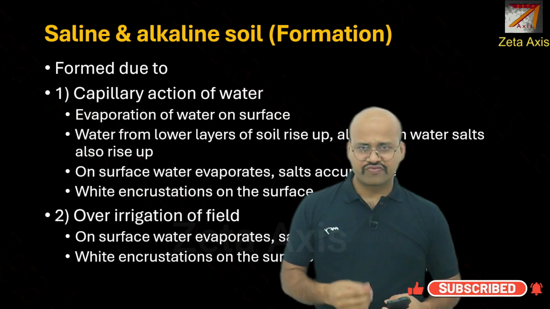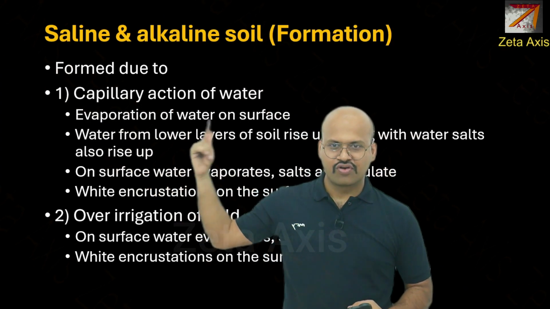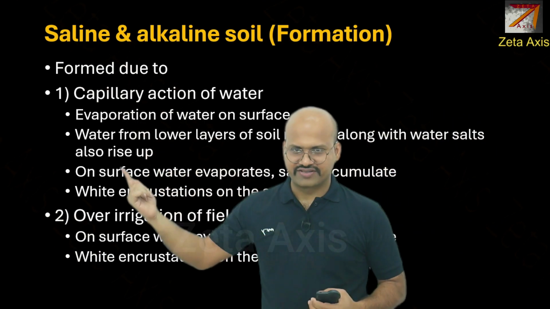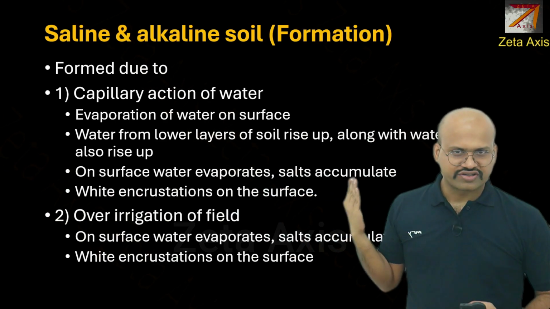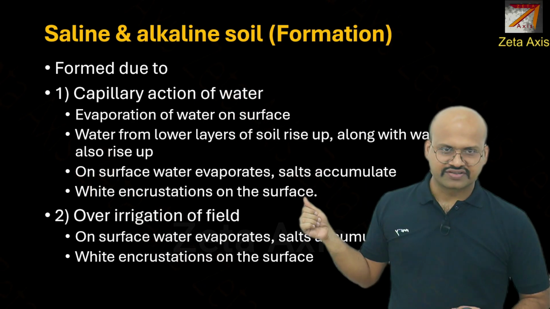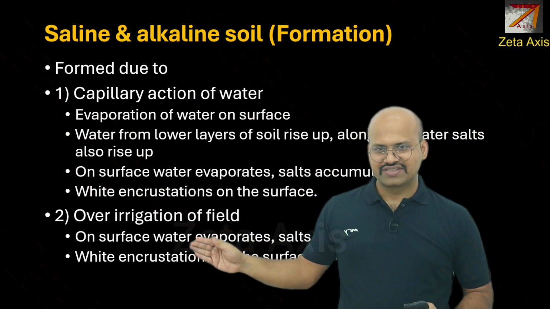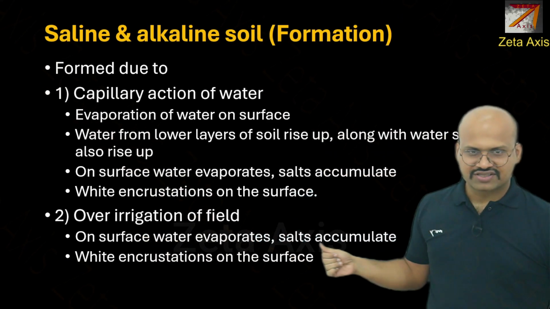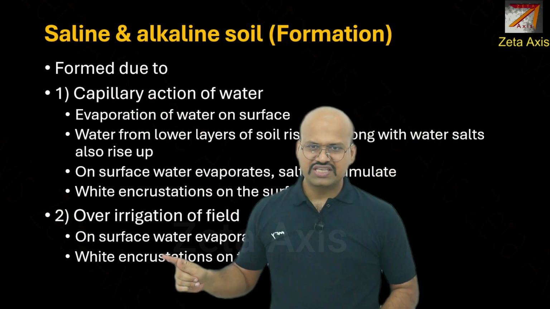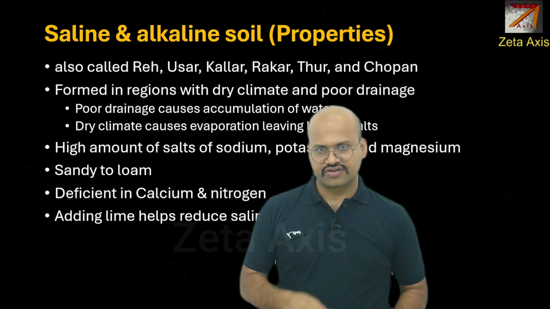So let's see the process of formation. Mainly one, capillary action of water, and evaporation of water on the surface. Water from lower layers of soil rises up, and along with the water, salts also rise up. On the surface, water evaporates, salts accumulate, and therefore we see white encrustations on the surface. That is the white salty layer on the surface of the soil. Over irrigation, we have already seen, on the surface water evaporates, salts accumulate, and again this white layer is seen. So these are the two main mechanisms due to which salination of soil occurs.